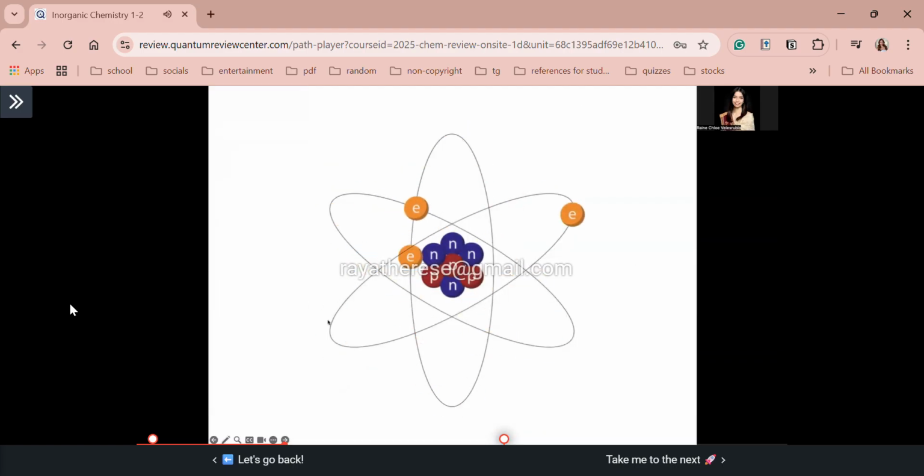So the atom is made up of a dense nucleus, and it is made up of protons and neutrons. Now the nucleus is surrounded by electrons that move around the nucleus in specific regions called orbitals. So ito yung mga orbitals. Kanina, we learned that electrons absorb or emit quantized energy para makamove siya in between energy levels. So these energy levels are described by quantum numbers, which define the allowed energies, shapes, and orientations of electron orbitals.